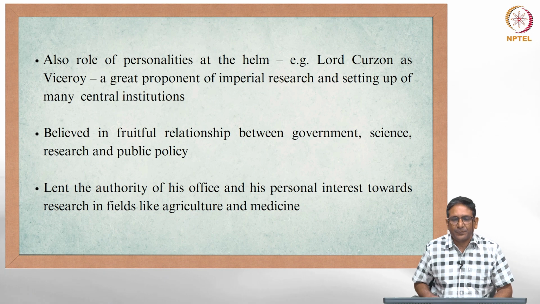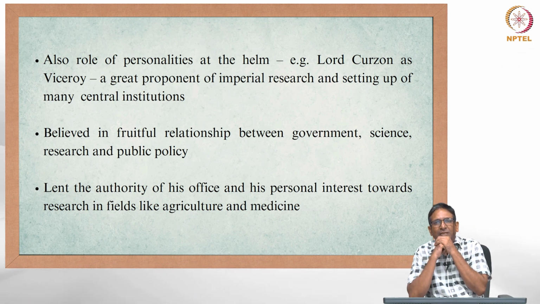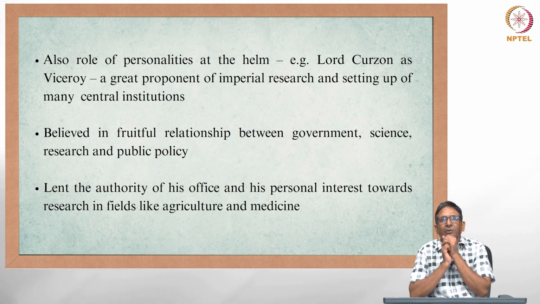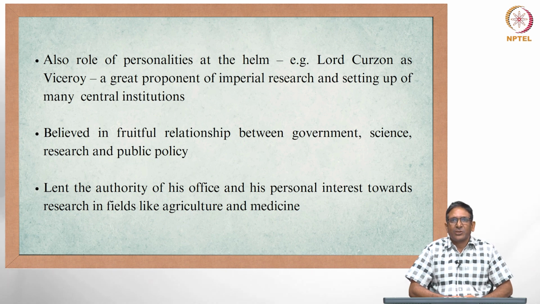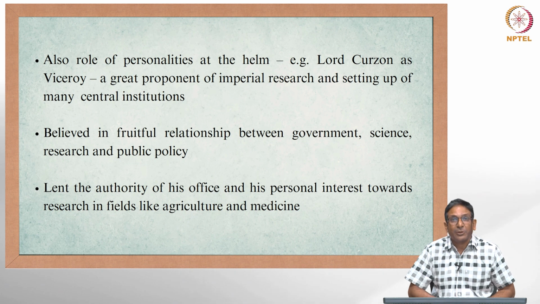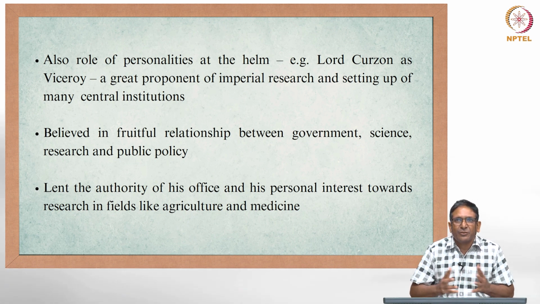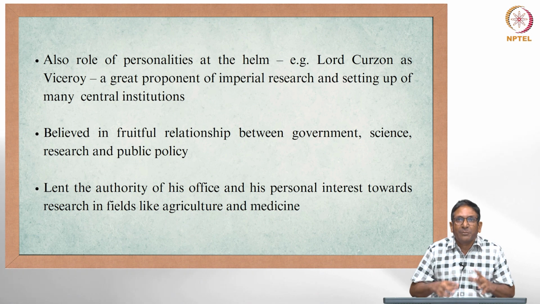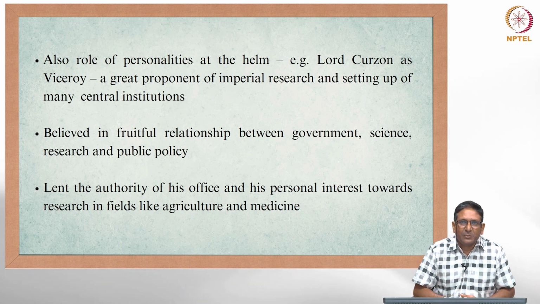So these were some of the reasons related to diseases and the emerging research atmosphere. But also there was the role of personalities, who's at the top, that matters. So for instance, Lord Curzon, the Viceroy, was a great proponent of imperial research. He was a great fan of setting up many central research institutions, which in fact happened during his viceroyalty, because he firmly believed in very fruitful relationships between the government, the scientific establishment, research, and the making of public policy. So broadly, between science and policy.